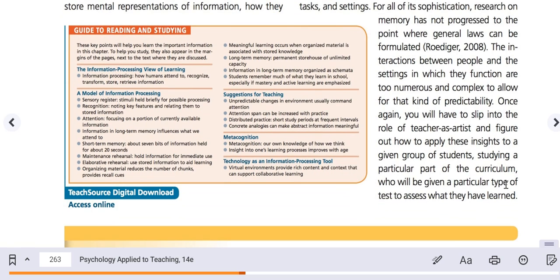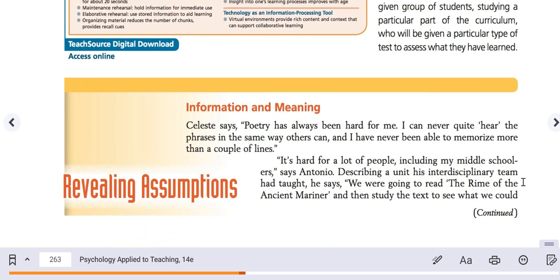The interactions between people and the settings in which they function are too numerous and complex to allow for that kind of predictability. Once again, you will have to slip into the role of teacher as artist and figure out how to apply these insights to a given group of students studying a particular part of the curriculum who will be given a particular type of test to assess what they have learned.